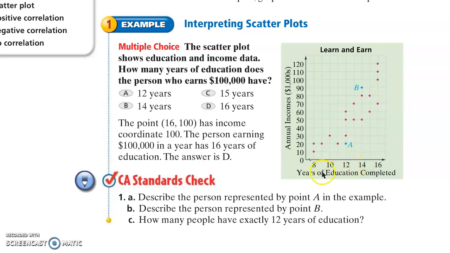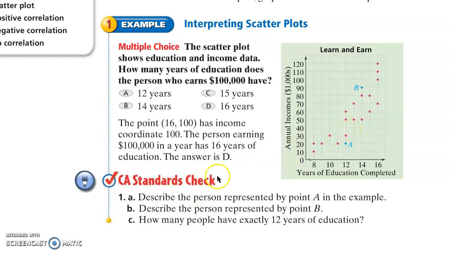Now it can work the other way around too. We can go ahead and ask, well, how much money did a person who went to school for 10 years make per year? Well, 10 years, you can go up and then over about $30,000. Now, it's not a guarantee that every person that makes this is just this certain job.